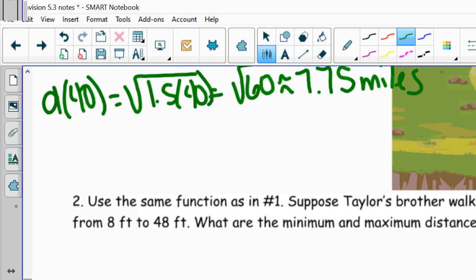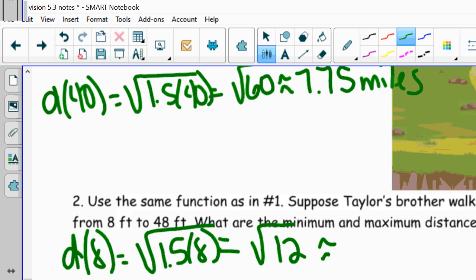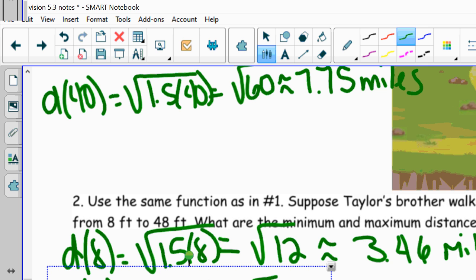All right, number 2 uses the same function as in number 1. Suppose Taylor's brother walks through elevations ranging from 8 feet to 48 feet. What are the minimum and maximum distances that he can see? So we're going to find d of 8, the square root of 1.5 times 8, which is the square root of 12, which is approximately 3.46 miles. So the minimum he can see is 3.46 miles. Plug in 48, so the square root of 1.5 times 48 is the square root of 72, which is approximately 8.49 miles. So then the maximum that he would be able to see is about 8.49 miles.